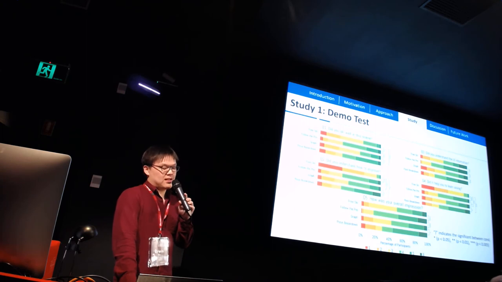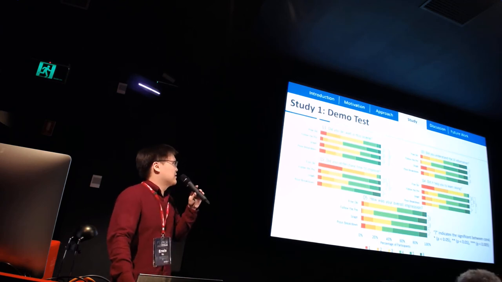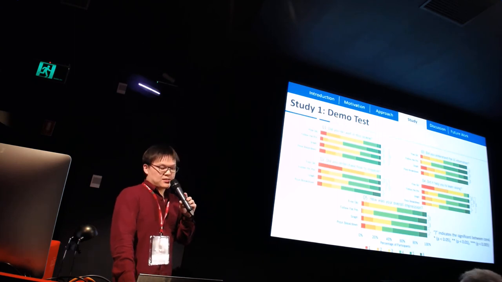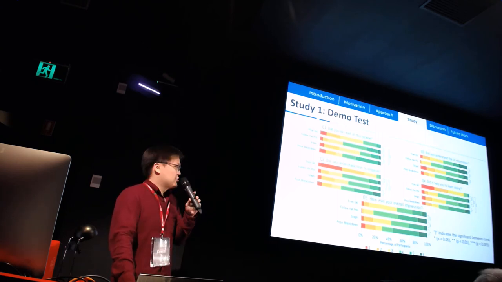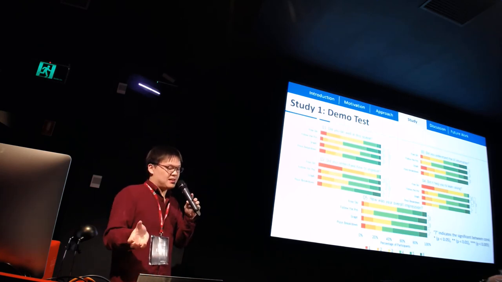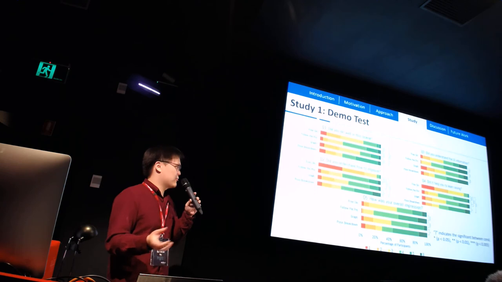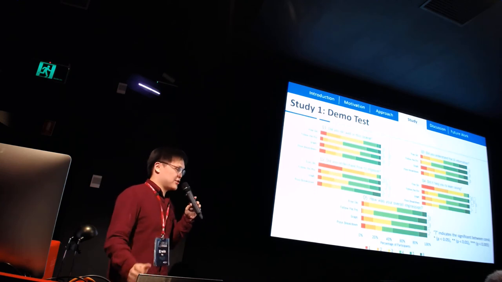Five questions were asked on a six-point scale to study the three hypotheses. Question one asks, did you ski well in this scene? Question two asks, did you understand how to improve yourself? Question three is whether the UI information is easy to understand. Question four asks whether the system is helpful for learning to ski. And last, question five asks for the overall impression.